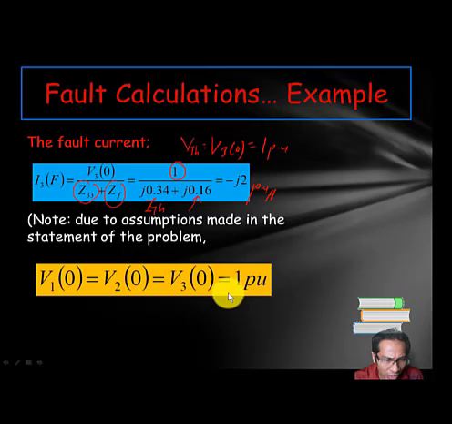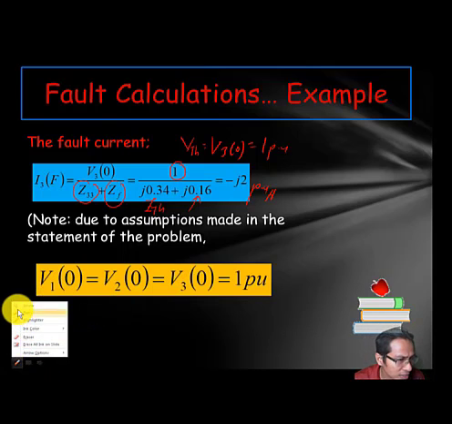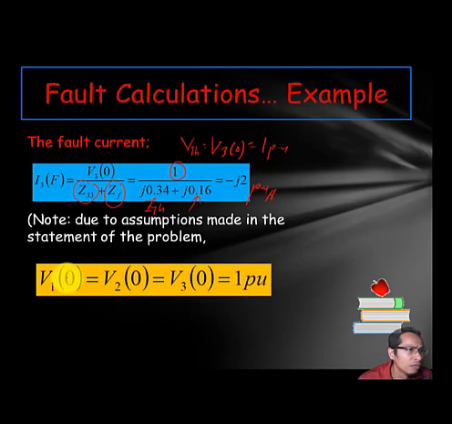Due to the assumption made in the statement of the problem, V pre-fault is equal to 1 per unit. So V1 pre-fault equals V2 pre-fault equals V3 pre-fault equals 1 per unit. Now we want to calculate the bus voltages during faults. We already calculated the fault current in per unit value, so now we want to calculate the bus voltages.